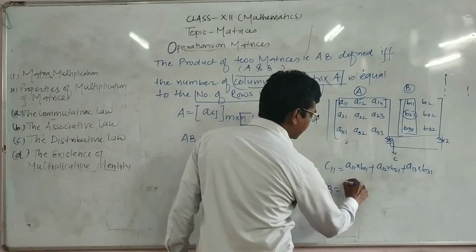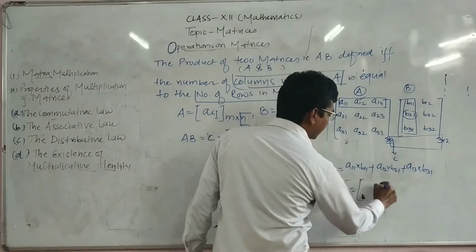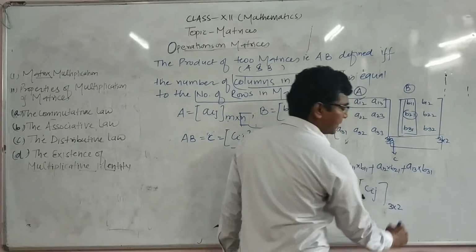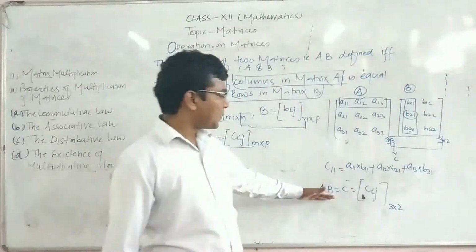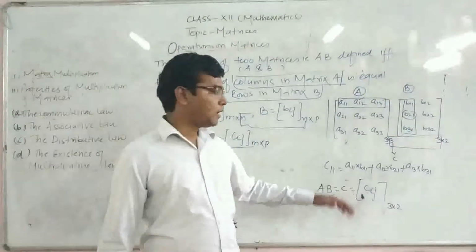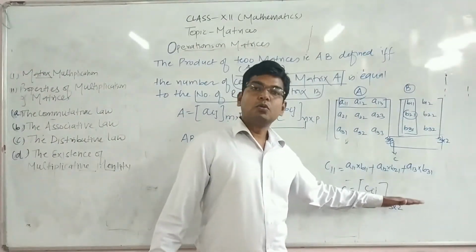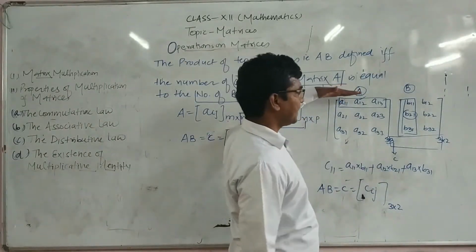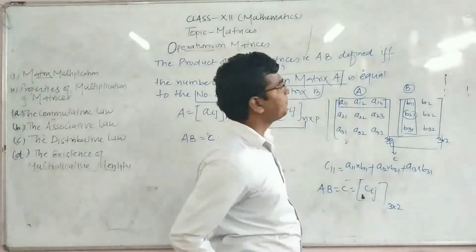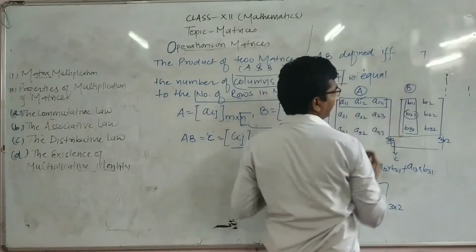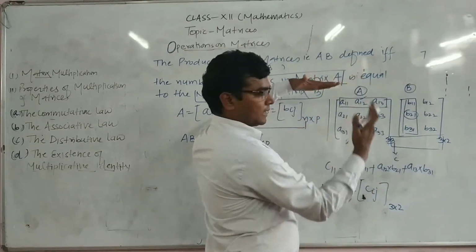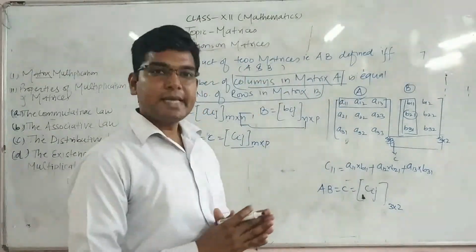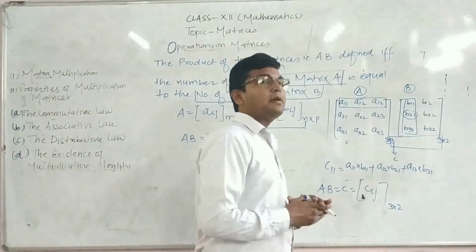Like this we get a third matrix, that is C, and the order of that matrix will be 3 by 2, which means the resultant matrix will have 3 rows and 2 columns. You can remember that the multiplication takes place just like the number 7: we take the row and multiply it with the column of the second matrix, and the corresponding elements are multiplied.